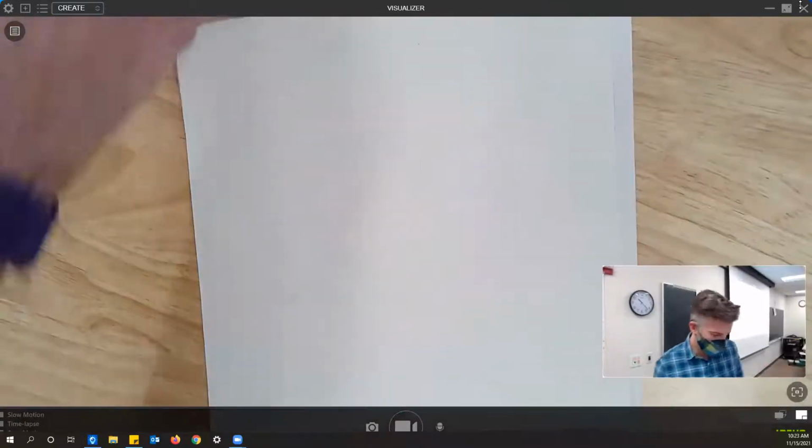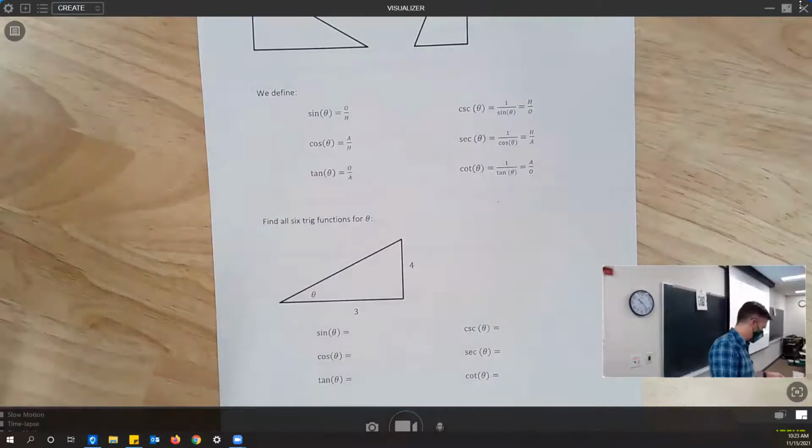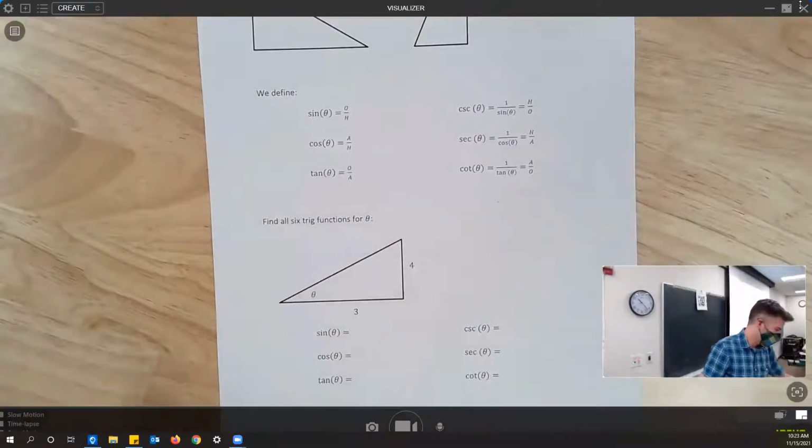The blank piece of paper I have there for a reason, actually.